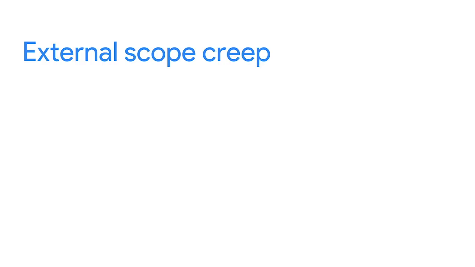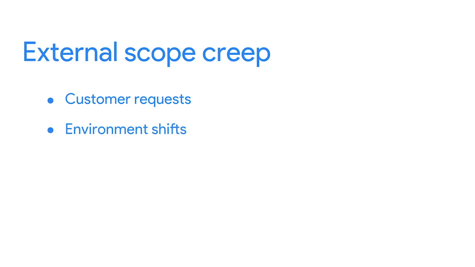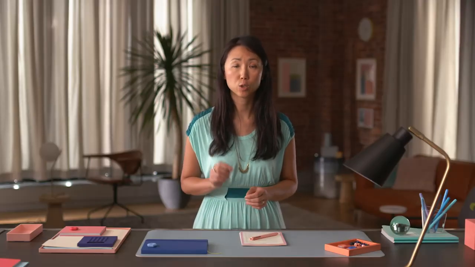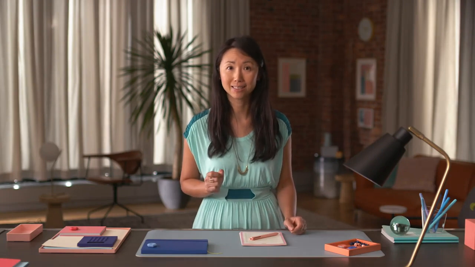To help you combat scope creep, it's good to know that there are two major sources from which it comes: external and internal. External sources of scope creep are easier to recognize. For example, if you're working on a project with one main customer, the customer might request changes, or the business environment around you might shift, or the underlying technology you're using might change.